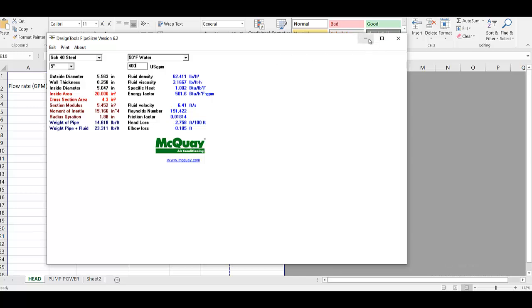So in this way we can calculate. Here you see the outer diameter of the pipe is 5.523, and the wall thickness is this, and we will get all these properties. The weight of the pipe is this, the weight of pipe plus fluid is this value, and the fluid density, viscosity, specific heat, energy factor, fluid velocity, Reynolds number, and all these values we will find from this tool, which is a design tool, the pipe sizer.